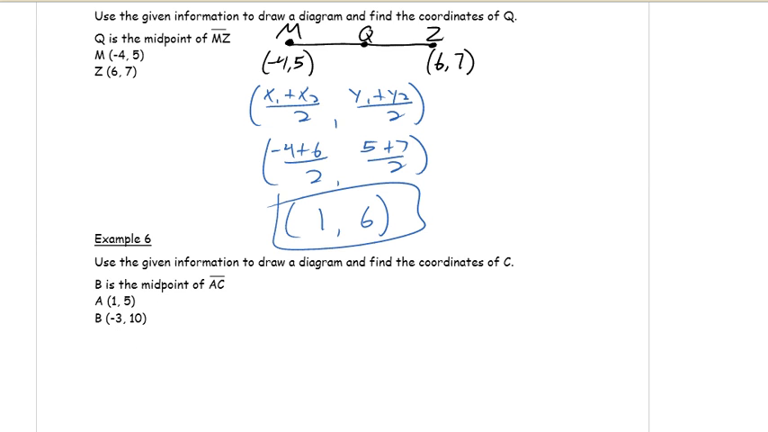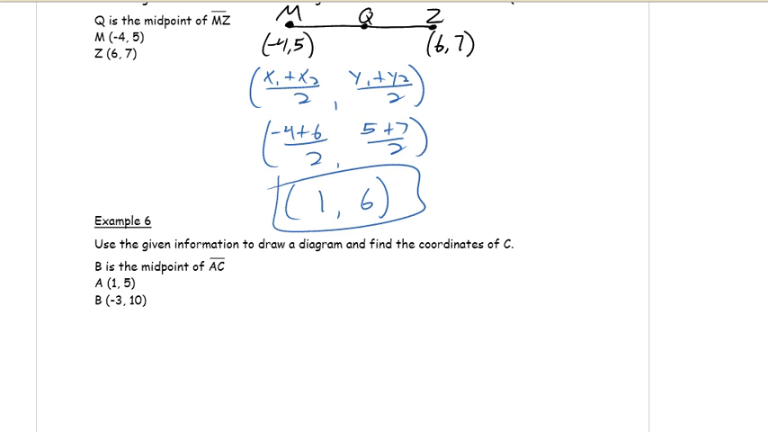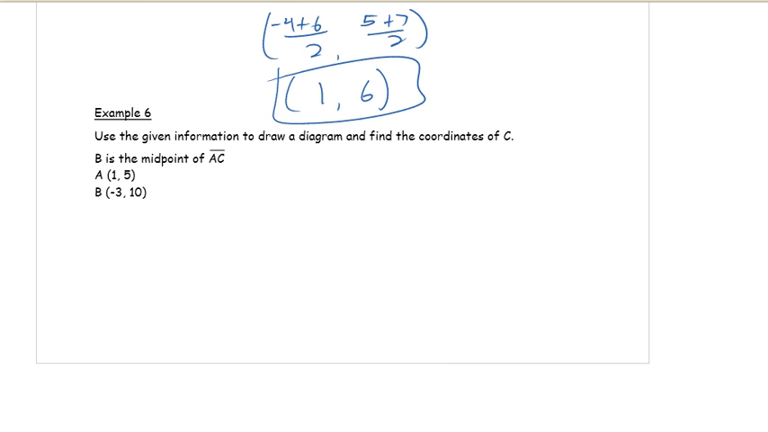Number 6, again a little bit tougher. It's like the example 4 that we did. So again, see if you can work ahead and try it. So we have a diagram. Again, draw yourself a good one. And we have B as the midpoint of AC. This time, again, this is the weird one. We have to find C. It actually ends up almost being easier than the formula one. So B is the midpoint of AC. And we have A at (1, 5). We have B at (negative 3, 10).